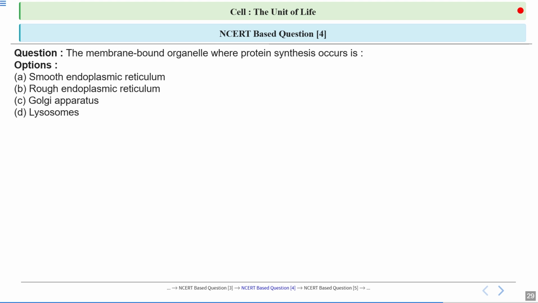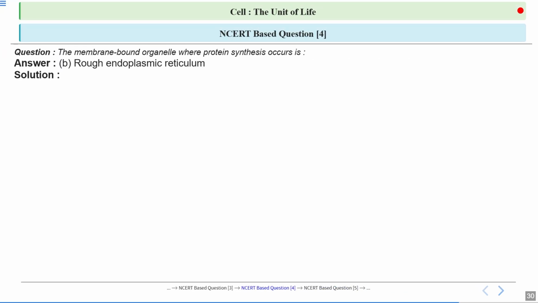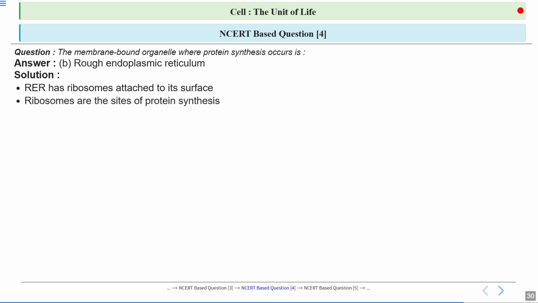Alright, so let's have a look at the answer. The answer is rough endoplasmic reticulum. Option B is the correct answer. So rough endoplasmic reticulum has ribosomes attached to its surface, and ribosomes are the site of protein synthesis. Ribosomes attach to the mRNA and translate the mRNA into proteins.